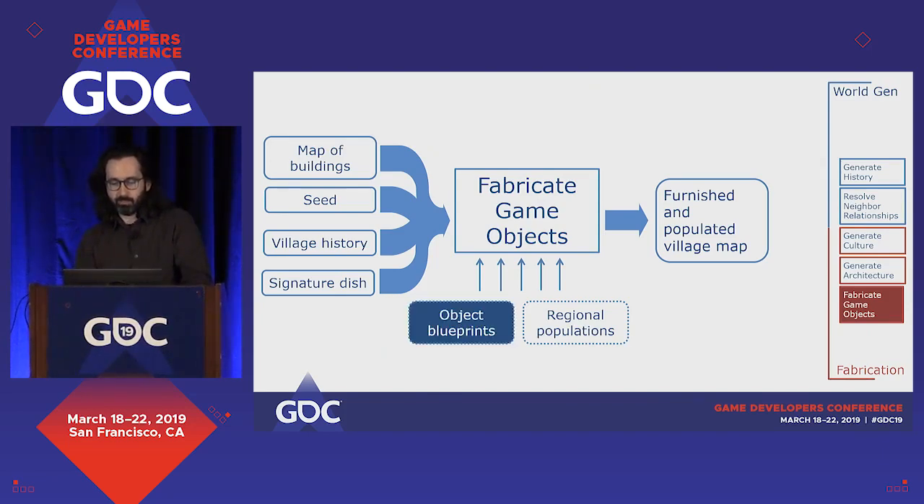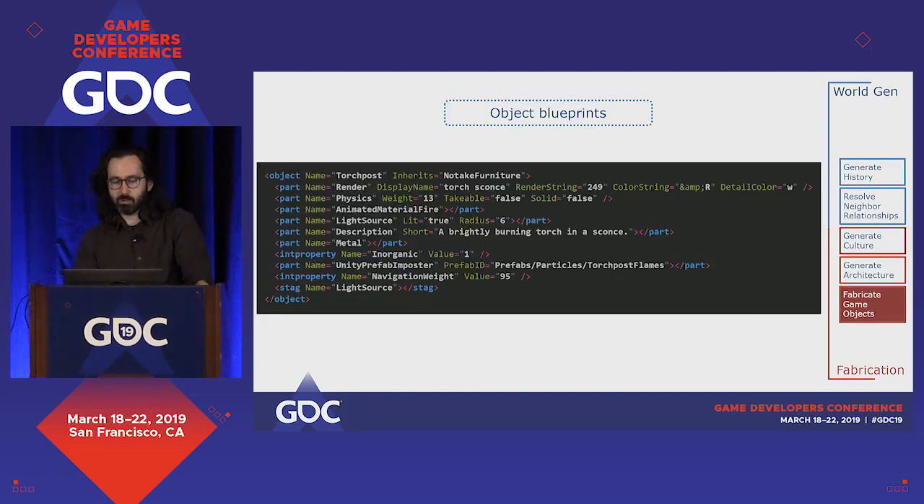So what are our design inputs here? Well, we have what we call object blueprints. So each of these game objects needs to have some sort of specification, and we generally pre-bake these in during the design phase. So this is the XML specification we use for a torch post. Each of these parts here is actually a little component that encapsulates some logic or some behavior that is relevant to the torch post.